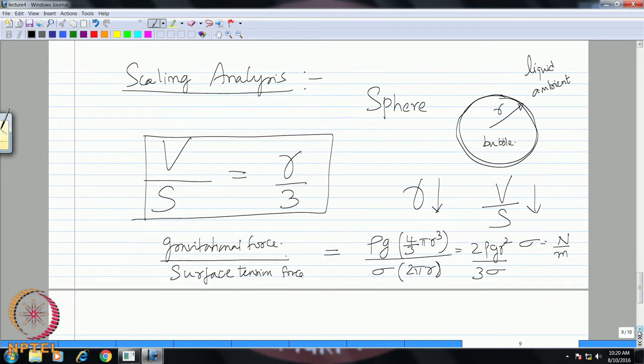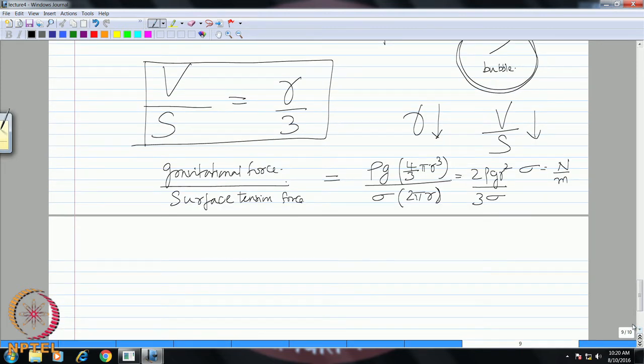Right. Now, I will give you two values. One, take the case of radius r equal to 1 meter. So, let us say this is a big bubble in an ambient liquid.